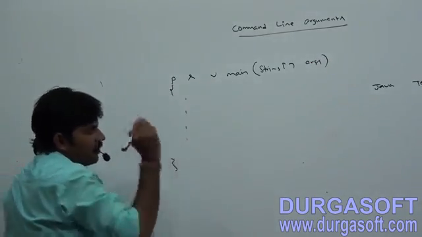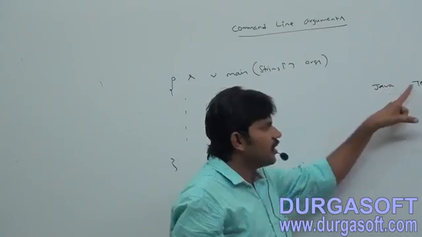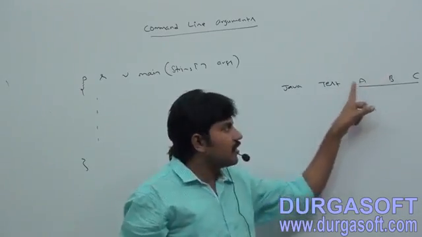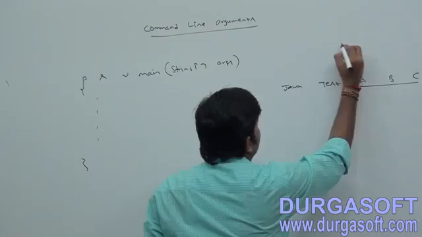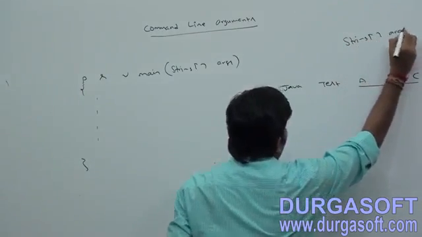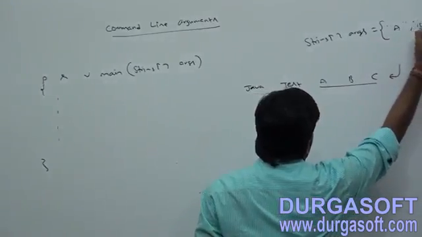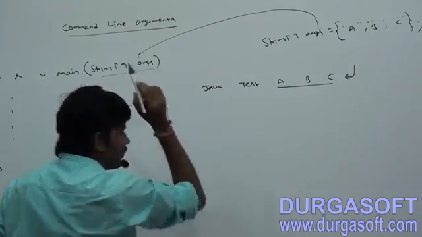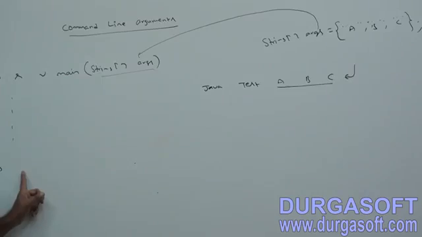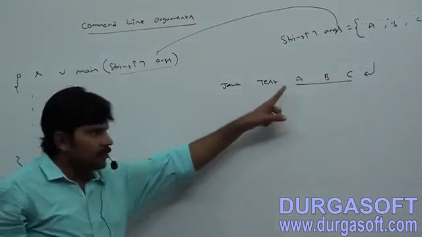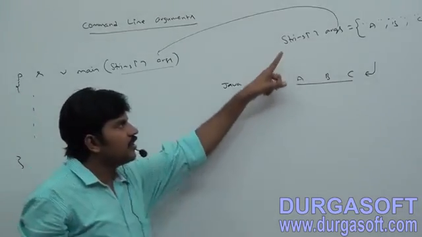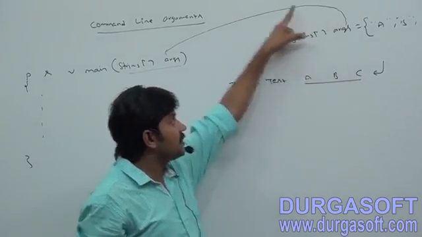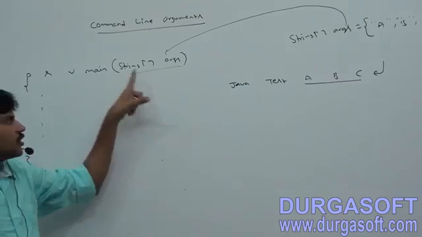Just observe here, whenever we are executing the test class from the command prompt, Java test A B C, with these arguments JVM is going to create one string array. JVM will create one string array with these command line arguments, A, B, C, like this. And by passing this string array as an argument, JVM is responsible to invoke the main method.